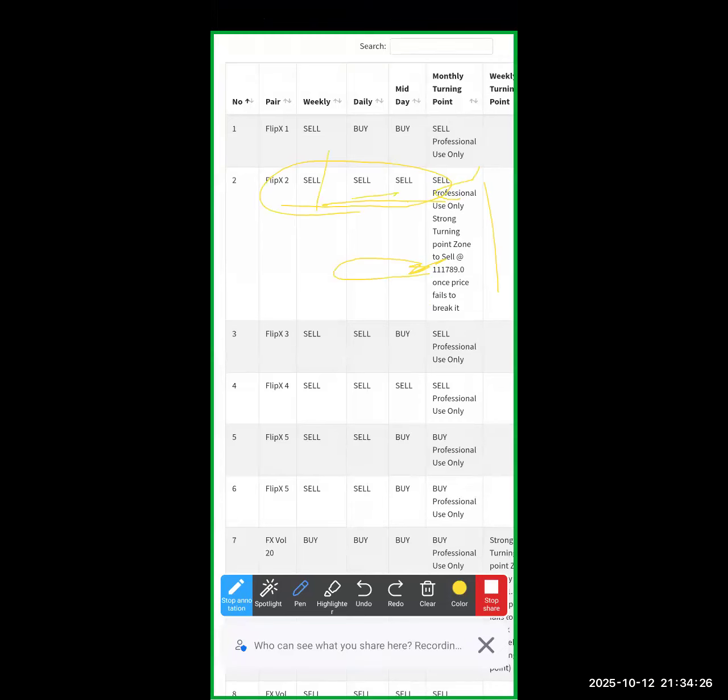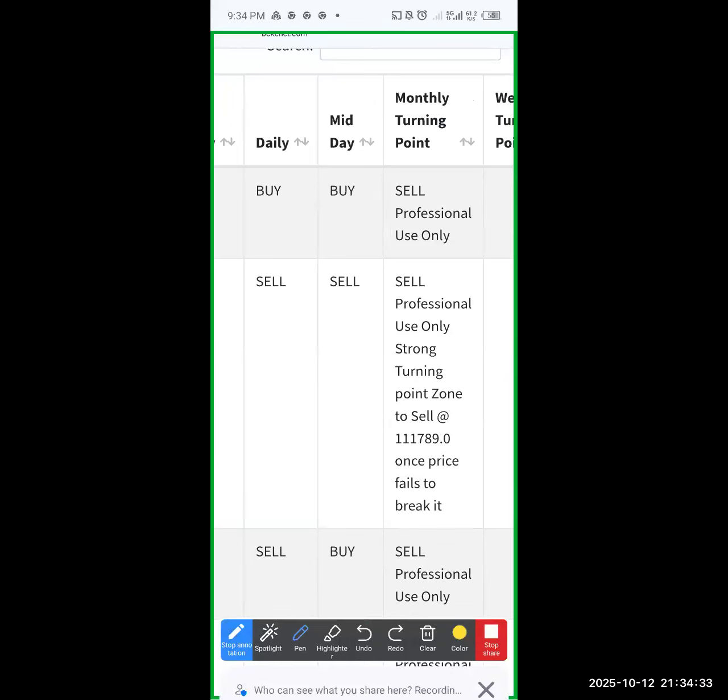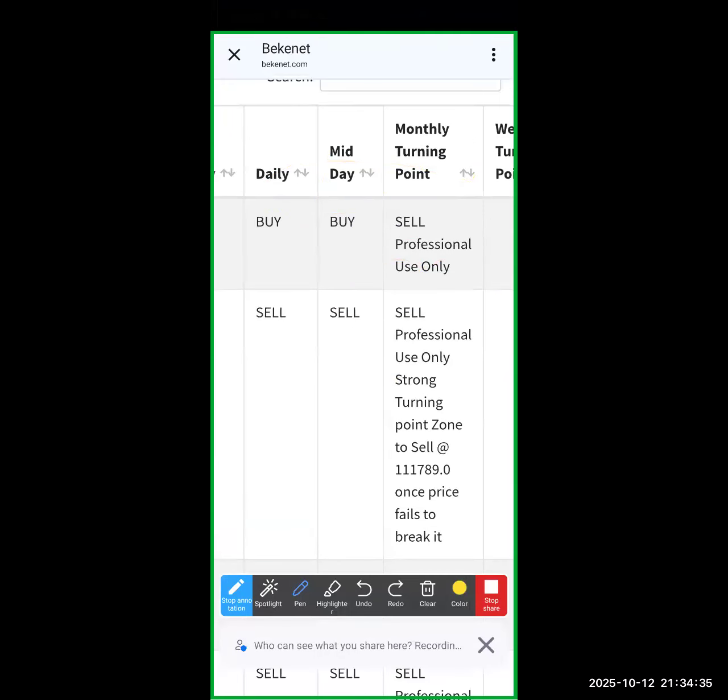So how do you take this trade if you're a pro trader? All you need to do is look at it. I'm getting my turning point for the month. Now, this turning point for the month is being generated. Currently, you cannot use this turning point for the month because price has gone far from where it is. You can only use it on the first day of the month.